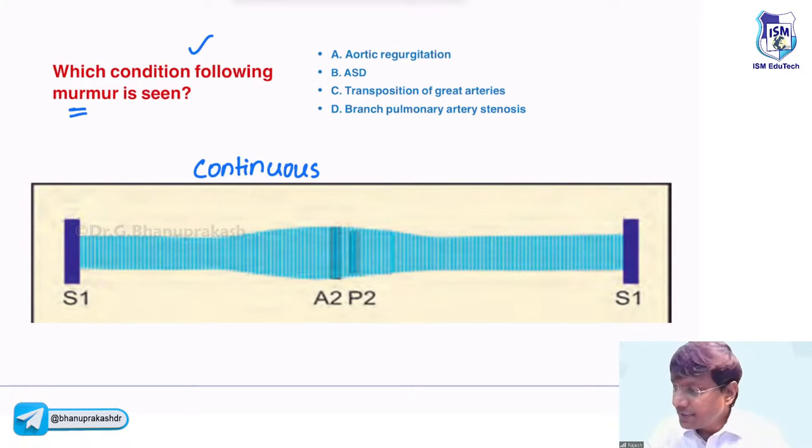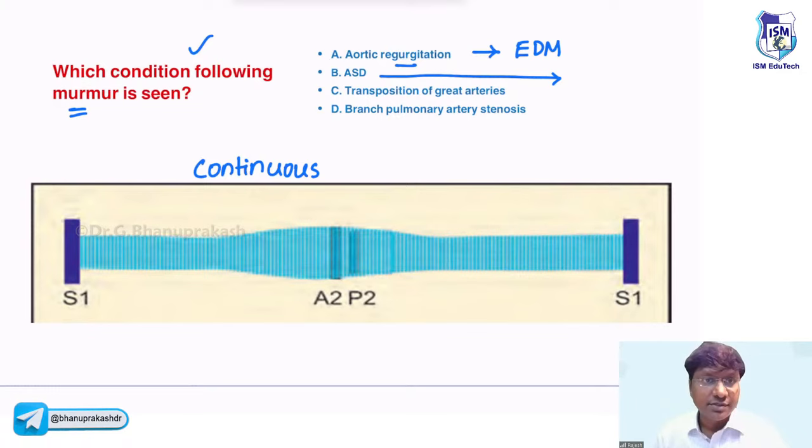In aortic regurgitation, the murmur you will have is the early diastolic murmur. In ASD, as such, you don't have a murmur, but if a patient with ASD develops pulmonary hypertension, then the murmur you can have is the ejection systolic murmur. In transposition of the great arteries, you don't have any continuous murmur. It is in branch pulmonary artery stenosis where you have the presence of the continuous murmur. It is not TGA.